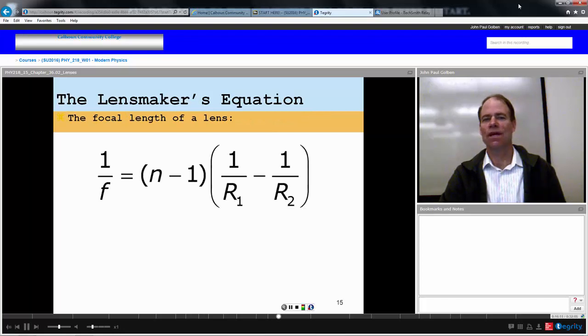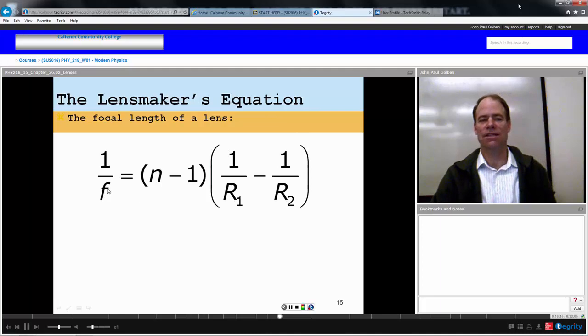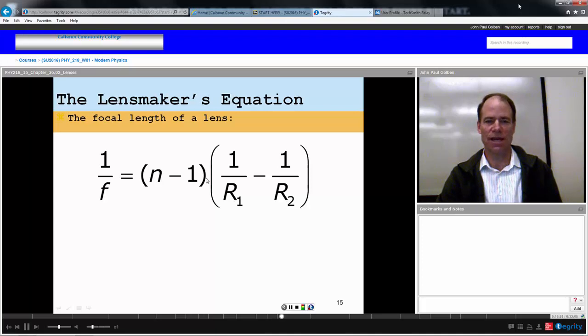The focal length of a lens is given by the Lensmaker equation, and it looks like this. 1 over the focal length is equal to the index of refraction of the material of the lens, n, minus 1, times 1 over the first radius encountered by the light, minus 1 over the second radius encountered by the light for the lens.